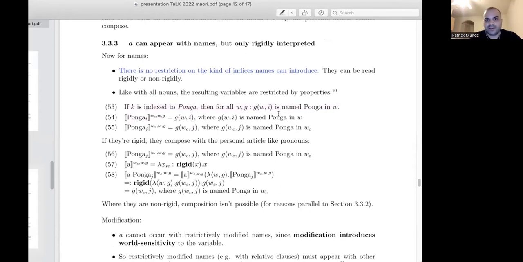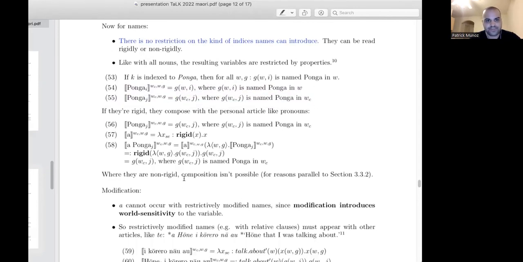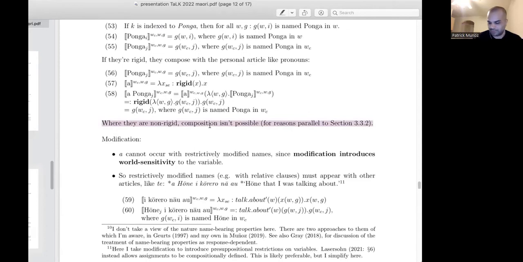These will be tracked by name-bearing properties, namely being named as that individual. So your non-rigid name will be a variable that's given that name, the individual in the world of evaluation. So you get someone who's named Ponga in W, and then the rigid name will be somebody named Ponga in the world of the context. This is the more common use of the name, but this exists as well. If they're rigid, they compose just fine, like above, the presupposition is met. But when they're non-rigid, the composition isn't possible for the same reasons as above.